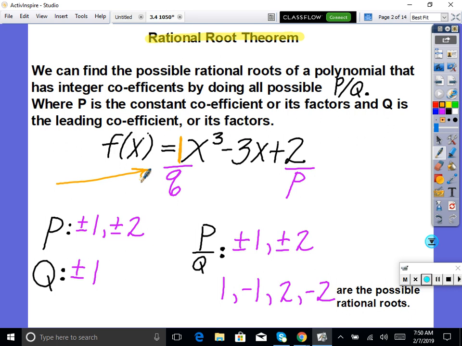All possible p over q's. So look what I did. 1 divided by 1 is 1. You guys see how I have 1 as a p over q? Now I did 2 divided by 1, because we're doing all p's divided by all the q's.